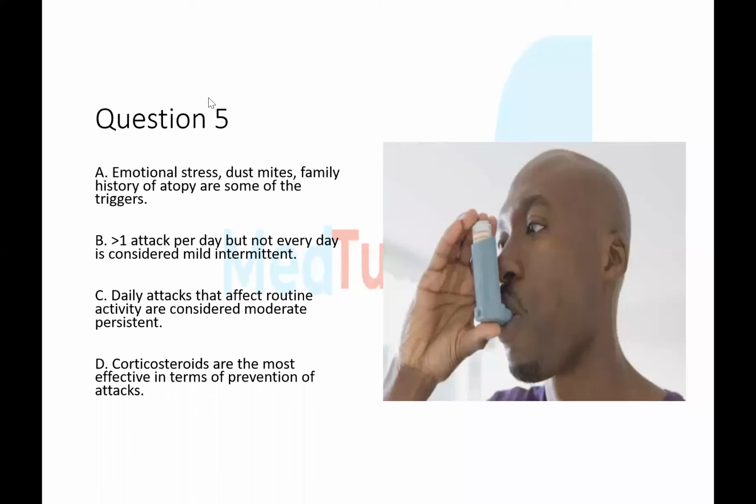I think B. Okay, B, yeah. So now we can see that this patient is holding an inhaler. So in the OSCE, maybe when we have time, we can actually practice how to use the inhaler, because they may ask, okay, teach this patient how to use the inhaler. Okay, so now emotional stress and family history of atopy are some of the triggers, yes. So we think we may have asthma, yes.